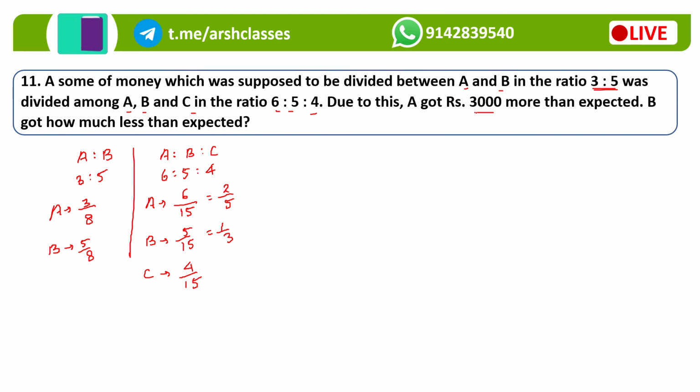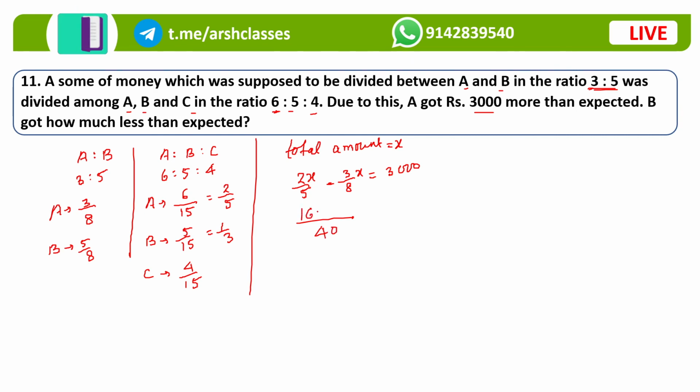The question says that due to this, A got 3,000 more than expected. Right. Now, can we say the total amount will be the same in both cases? Right, because the amount is not getting changed. So I am going to say here X. A got rupees 3,000 more than the expected. That means this value is more than the expected one. So this value is how much, guys? 2 by 5 times of this X total, minus this 3 by 8 times of X, that is equal to 3,000. If you take the LCM, it will become 40.